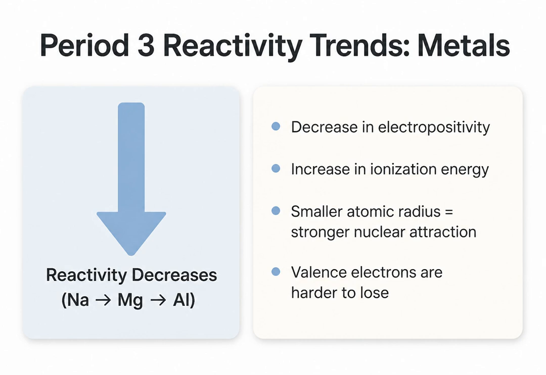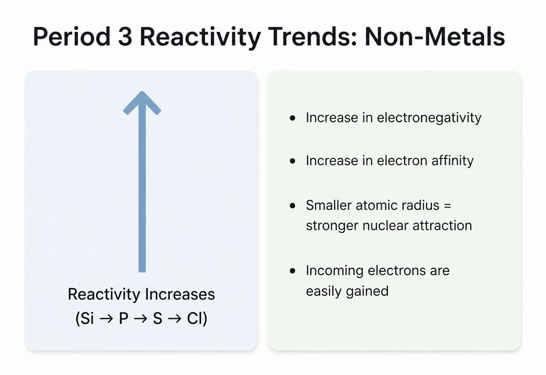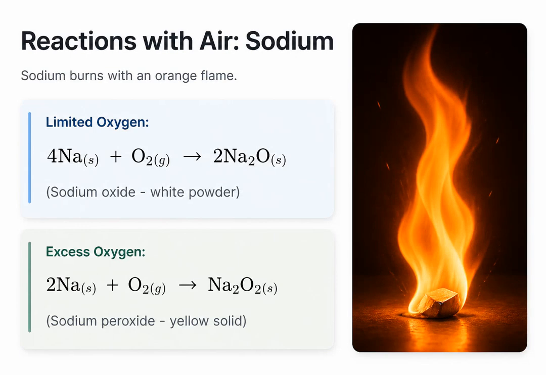Conversely, when we look at the nonmetals from silicon to chlorine, their reactivity increases across the period. As the atomic radius continues to shrink, electronegativity and electron affinity increase. The nucleus exerts a stronger pull, which makes it much easier for these atoms to gain incoming electrons and form negatively charged ions. Let's see how these elements react with air, specifically oxygen.